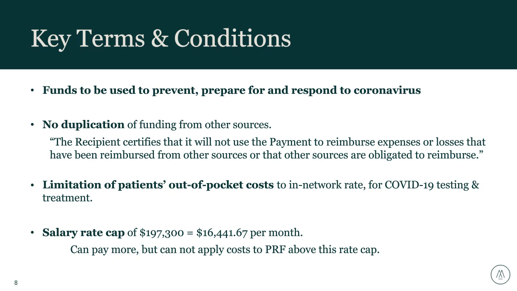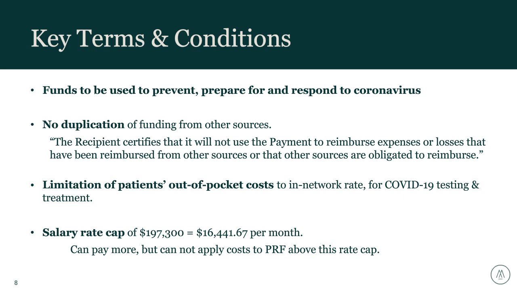So these funds need to be used to prevent, prepare for, and respond to coronavirus. There cannot be duplication of funding for other sources. So as you are beginning to document what you're using the funding for, it's important to keep that in mind, that you cannot use two different sources of funding for the exact same expense, whether that's two different distributions from the Provider Relief Fund or funding that you got from another grant or philanthropy or FEMA, for example.